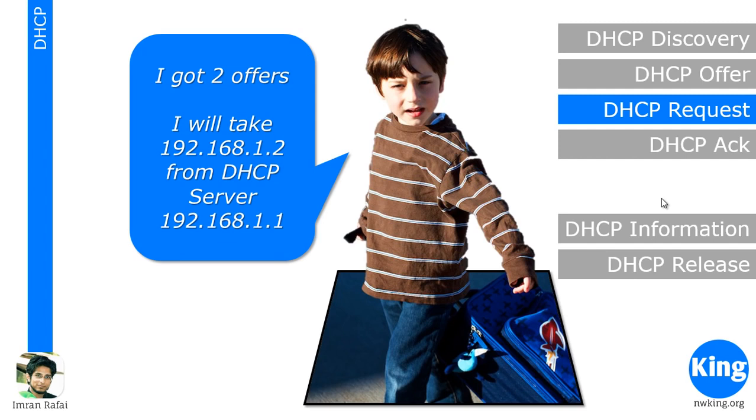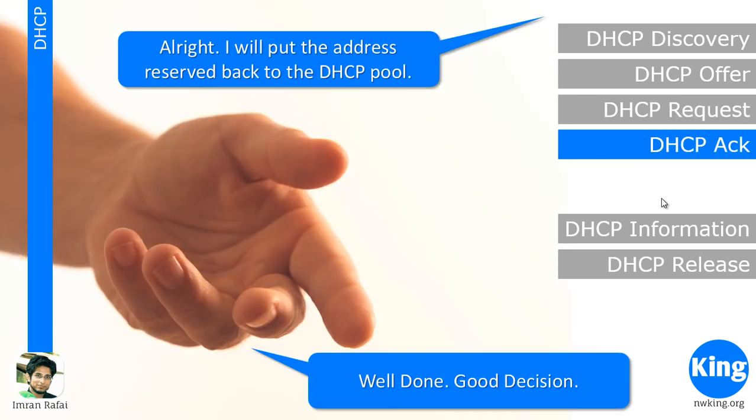So what it does is it sends a DHCP request packet. Now the DHCP request packet says, okay, I will take 192.168.1.2 offered by DHCP server 192.168.1.1, right? Now that's again sent back to the network, and the DHCP server hears that. Now when the DHCP server at 192.168.1.1 hears that, he says, all right, I acknowledge that. So he sends a DHCP ACK to that.